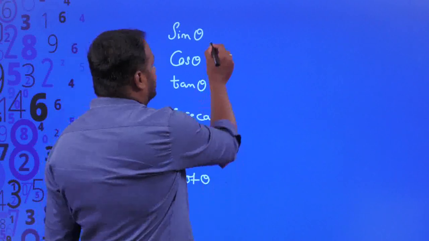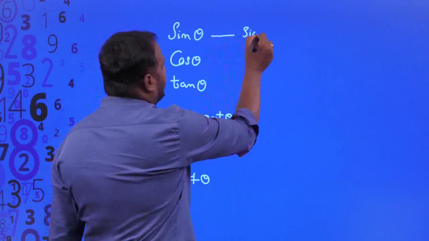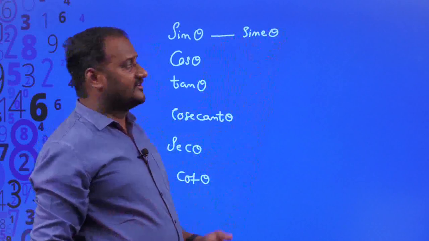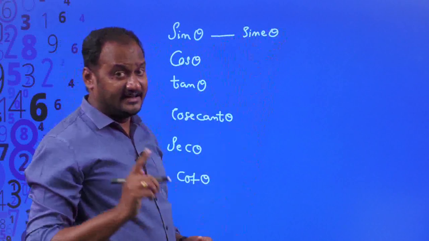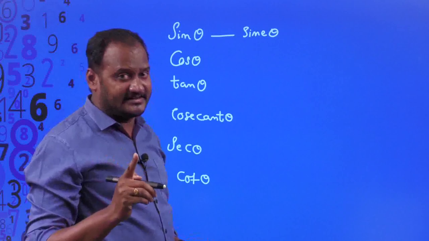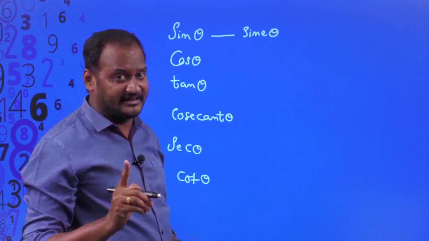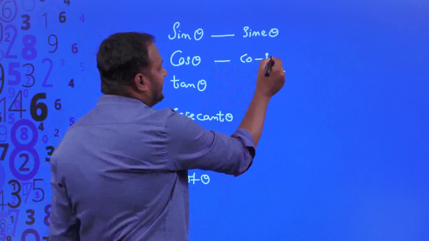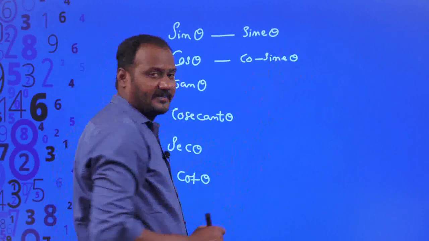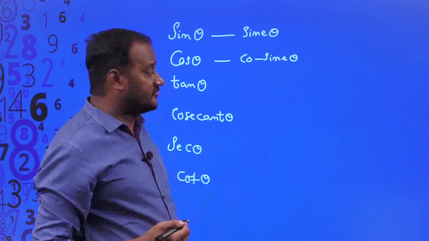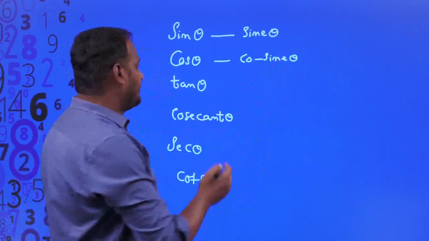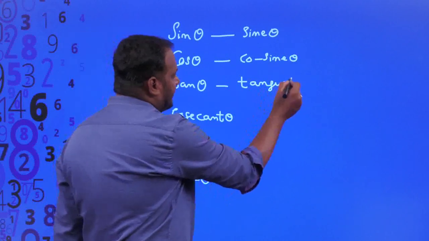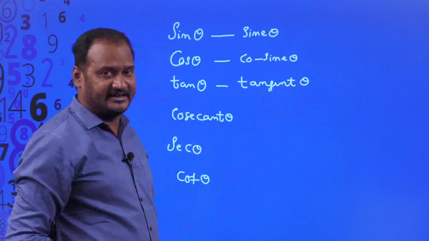What is the full form of sine theta? Sine theta. But you just write it as sine theta, and ensure that you read it as sine theta, not sin theta. And what is the full form of cos theta? Cosine theta. But you should read it as cos theta, that's enough. And what is the full form of tan theta? That is tangent theta. You read it as tan theta, okay?